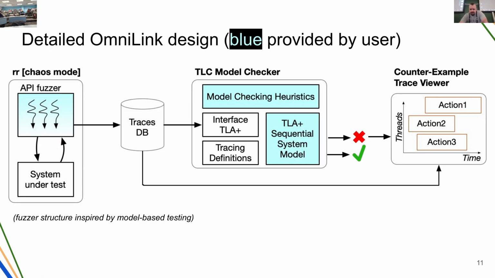Oh, right. And the part that the user actually has to write are these ones. So you have to write some of the API glue. You have to come up with a bunch of massaging to make TLC not go into the billions of states, because that can happen. And you also have to express what your system should be doing in TLA+. Everything else is just implemented in OmniLink, and you can just use it.